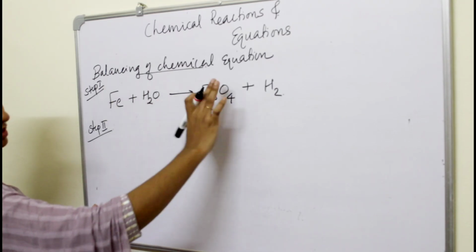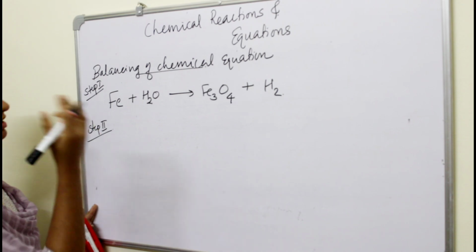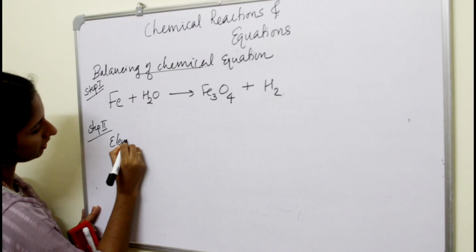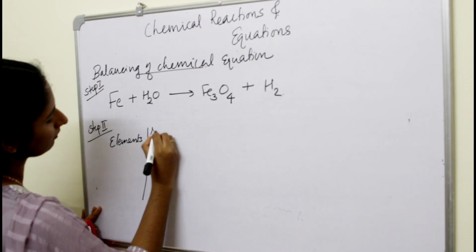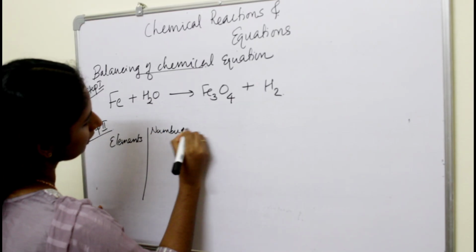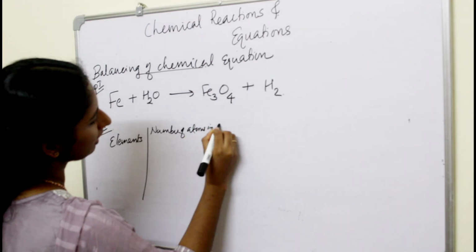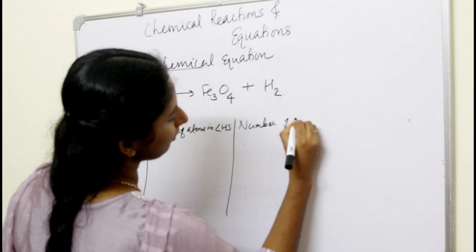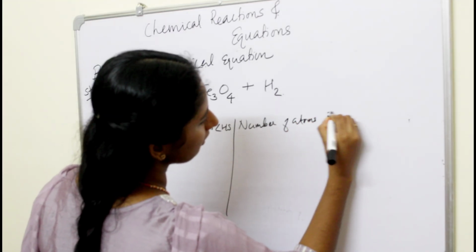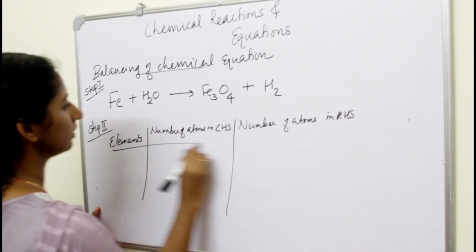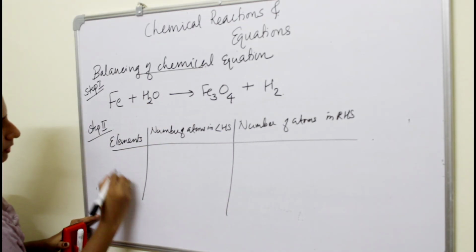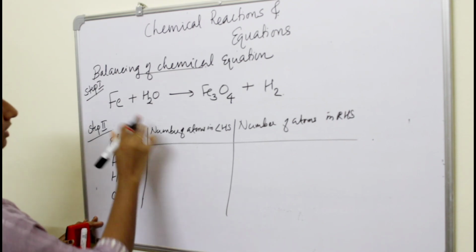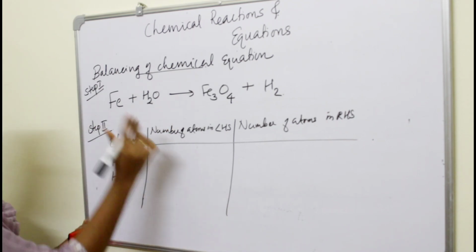So actually that word equation we are transferring into this form. We are writing elements over here: elements, number of atoms in left hand side, number of atoms in right hand side. So what are the elements present within this reaction? Iron, hydrogen and oxygen. So when we are taking left hand side, we have one iron, right?